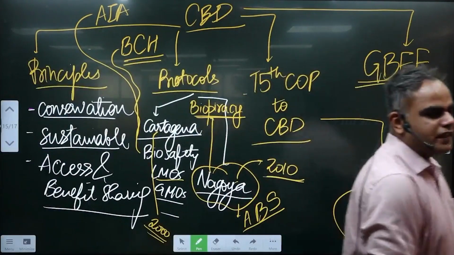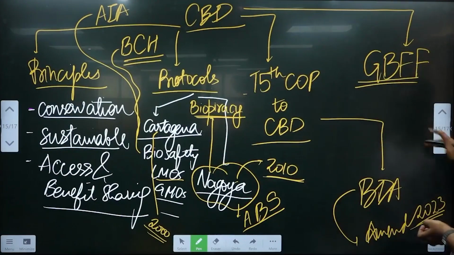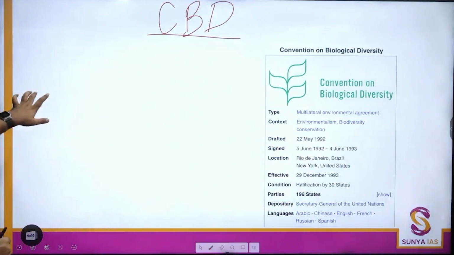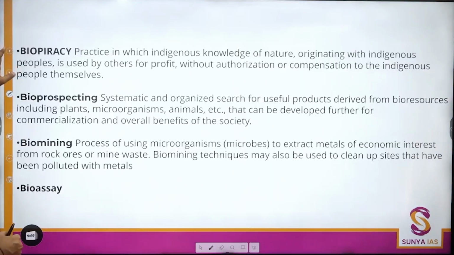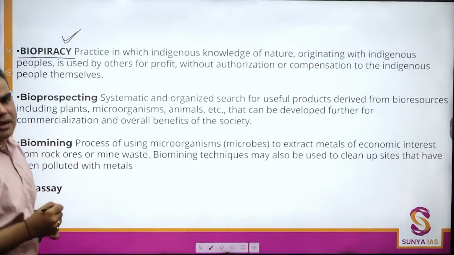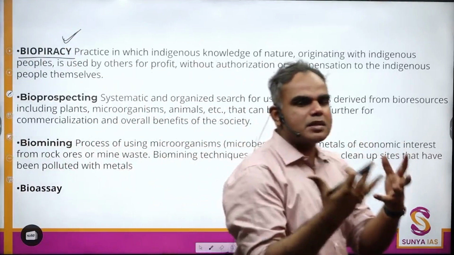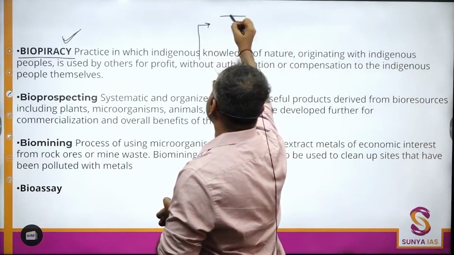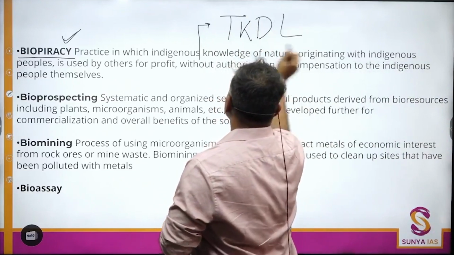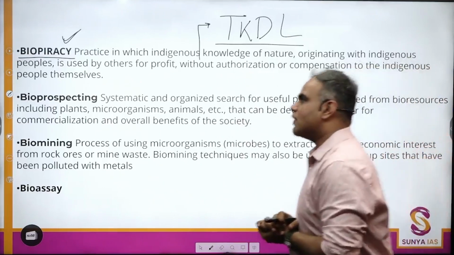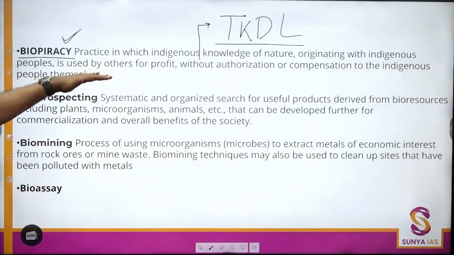Now, the 15th COP to CBD, I'll just try to introduce. Till here you are able to follow? So this is your Convention on Biological Diversity, right? Few terms that we should know. One is biopiracy. We've already seen that. Biopiracy is good or bad? If India is very serious about its IPR, India should take active steps to reduce it, which India is already doing through steps like the Traditional Knowledge Digital Library. It is under which ministry? Ministry of Ayush. So this is indigenous knowledge, indigenous people, etc.